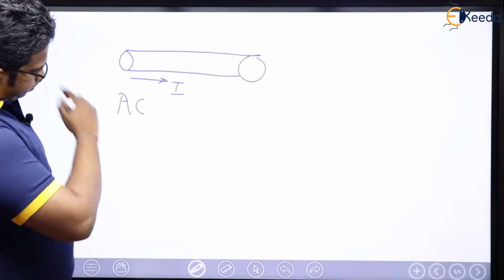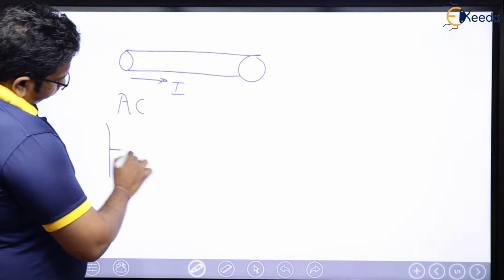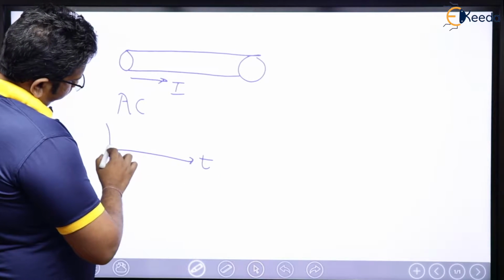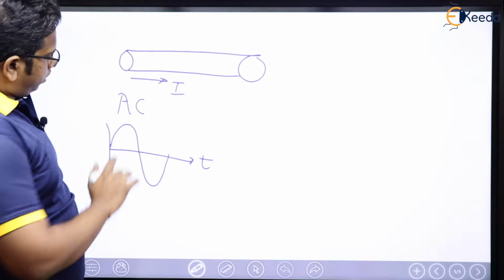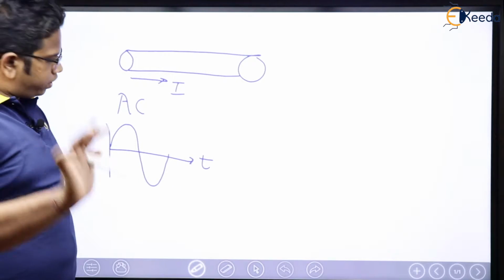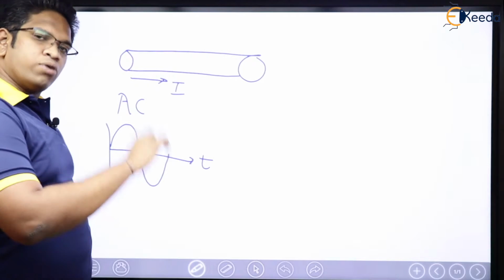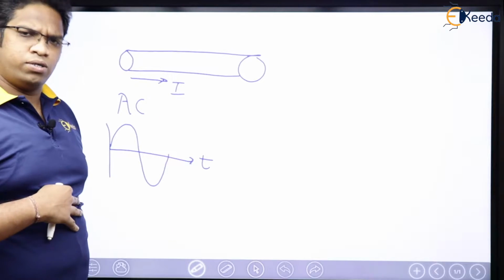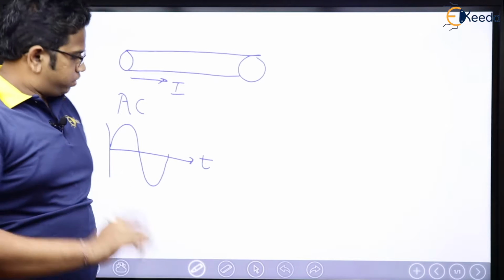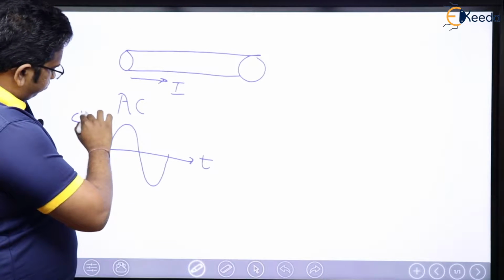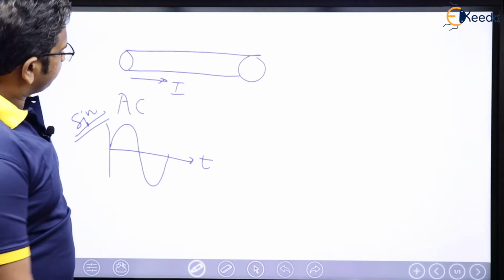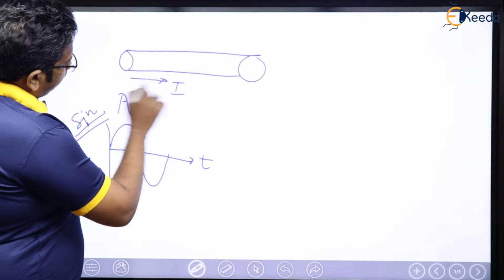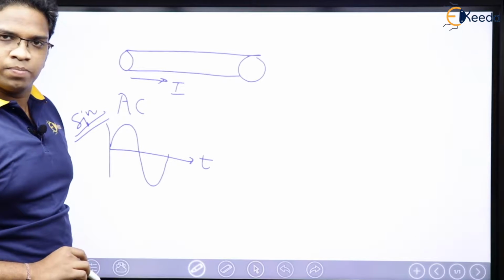See here, it is AC, which means the waveform with respect to time is going to be like this. I know you may tell me, sir, AC means triangular wave also, sawtooth also. Yes, I know. But let me consider sinusoidal, just for simplicity. Now see here, this is the current I flowing like this.